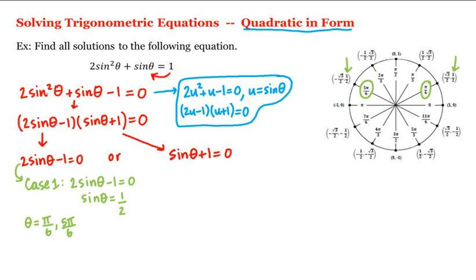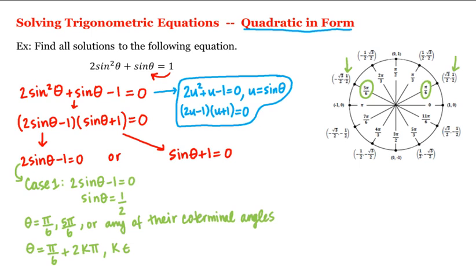But what else? If we go around the unit circle 2 pi radians in either direction, we'll land on these same points, which means the sine of those angles is also equal to 1/2. So not only pi over 6 or 5 pi over 6, but any of their coterminal angles. And remember how we write this. Theta is equal to pi divided by 6 plus 2k pi, where k is an integer, or theta is equal to 5 pi divided by 6 plus 2k pi, where k is an integer. So all of these angles will be solutions to this first equation here.